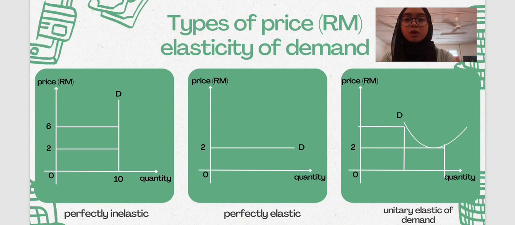Next, we look into unitary elasticity of demand. The proportional response in the demand curve is a rectangular hyperbola. If the price is changed by 50%, the quantity demanded will also change by 50%, which means it will remain proportional. If the price is increased by 2 ringgit, the quantity will also increase by 2 units.